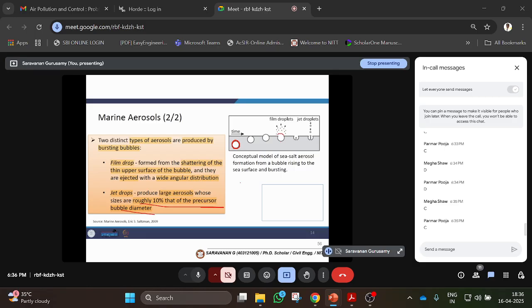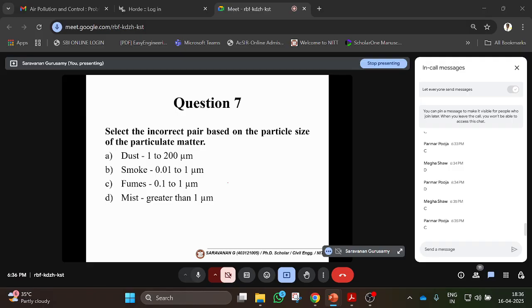They are ejected with a wide angular distribution. This is a vertical distribution. Yeah. So again, which is the incorrect pair based on the particle size?